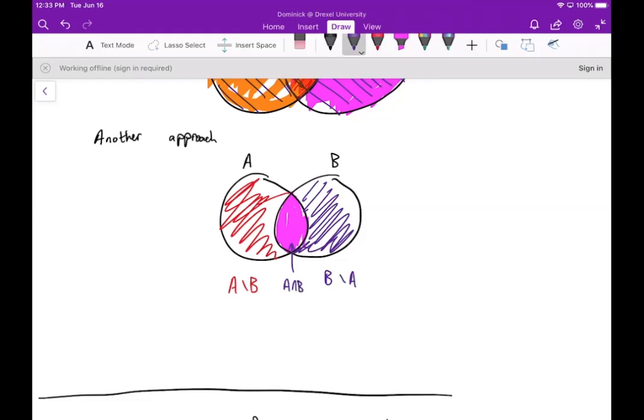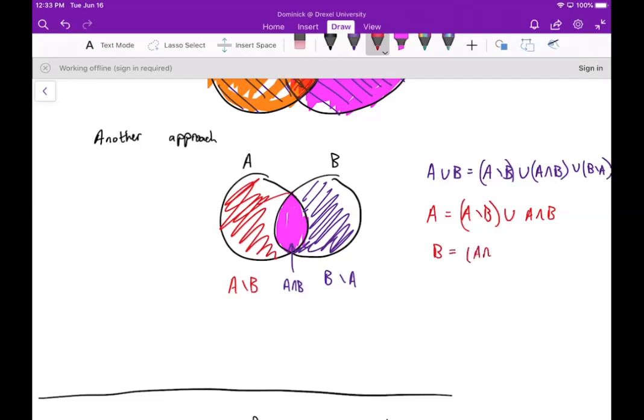Right, now you can see that A union B would of course be A minus B union with A intersect B union with B minus A. And of course A intersect B is just A intersect B. So it looks like we could say that A is A minus B union with A intersect B, and that B is A intersect B union with B minus A. Okay, so we've broken everything into these chunks.